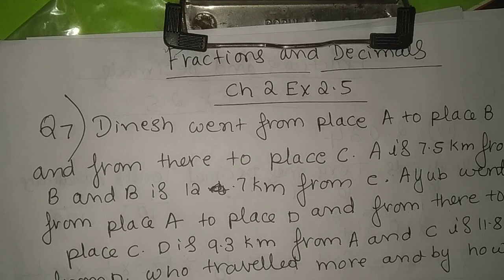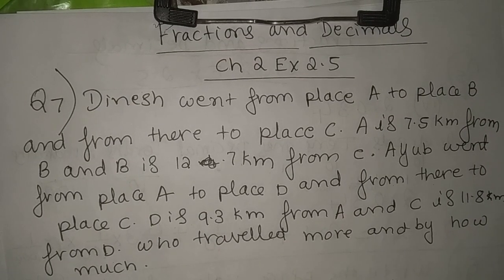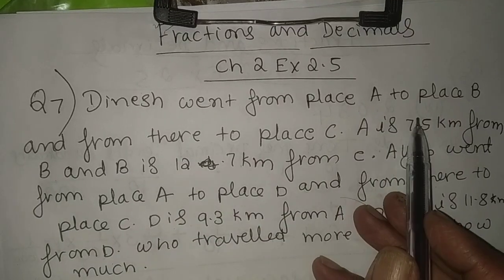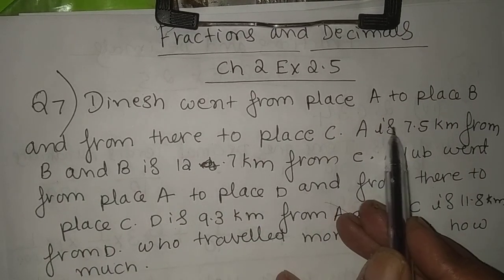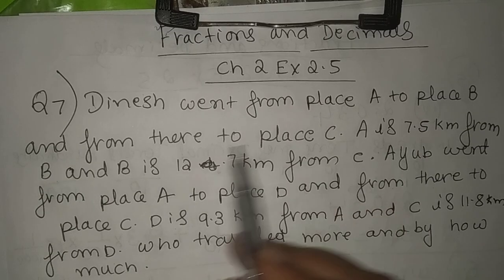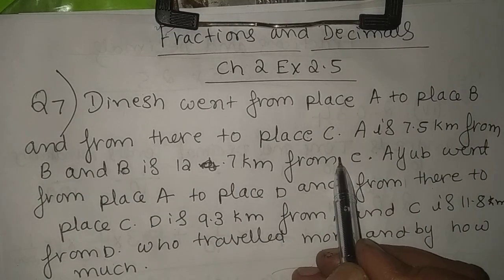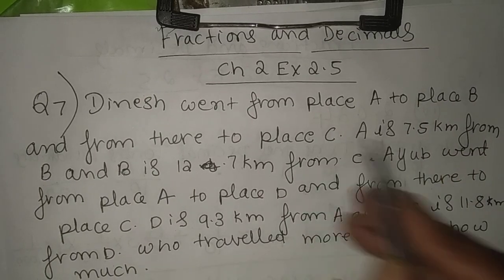Welcome back, students. In this class of fractions and decimals, chapter 2, exercise 2.5, we have question 7. Dinesh went from place A to place B and from there to place C. A is 7.5 kilometers from B and B is 12.7 kilometers from C. This is one person, that is Dinesh.